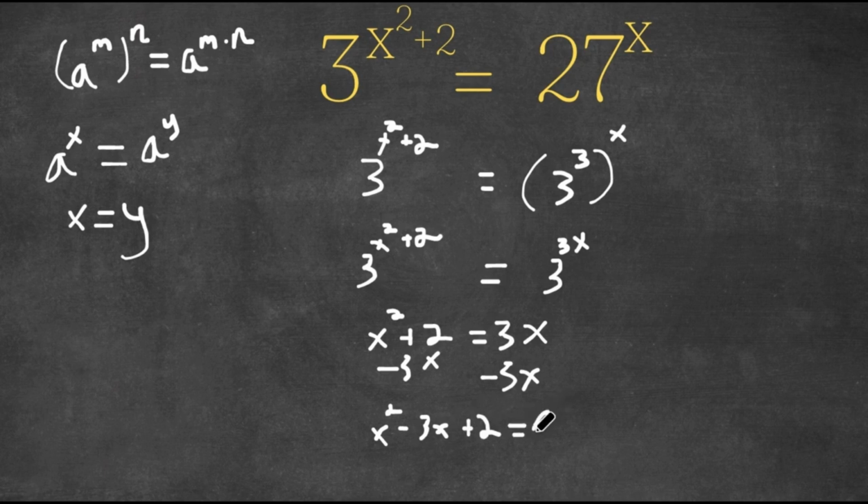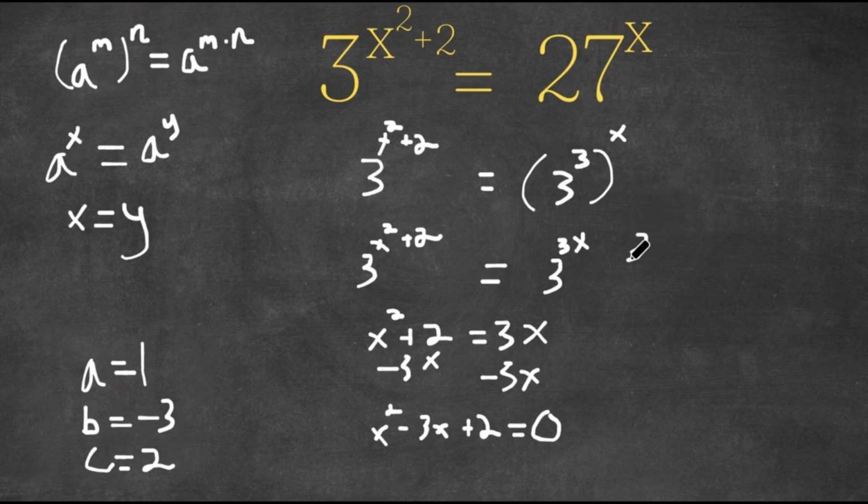equals 0. And now, as you can see, we have a quadratic equation, meaning we can find the solutions to this using the quadratic formula, which is negative b plus or minus the square root of b squared minus 4ac, divided by 2a. So a is 1 because there is no coefficient here. B is negative 3 and C is 2.